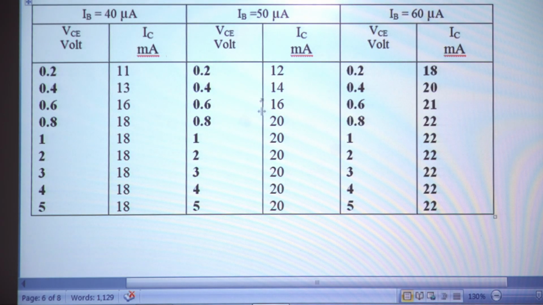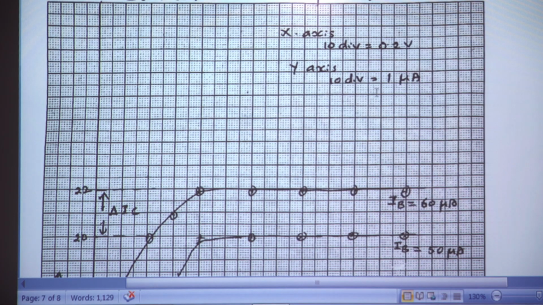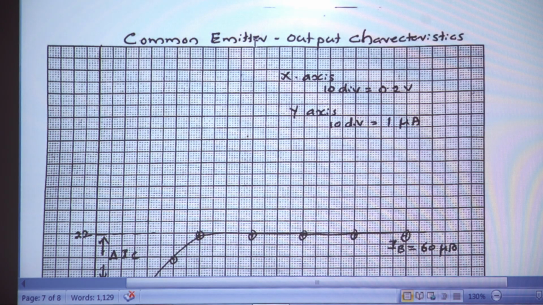Then IB is changed to 50 microampere. Initially the value of IC changes to 12, 14, 16 for VCE of 0.2, 0.4, 0.6. When it becomes 0.8 and higher values, the IC value remains constant. Then one more set of readings is obtained for IB equal to 60 microampere. VCE is changed and the corresponding value of IC is obtained.